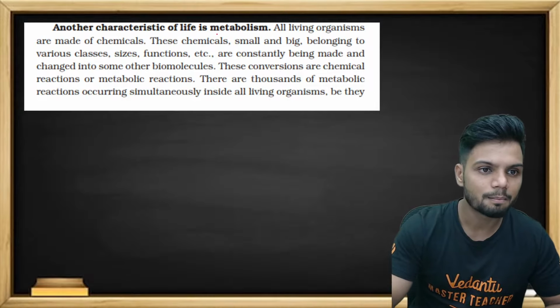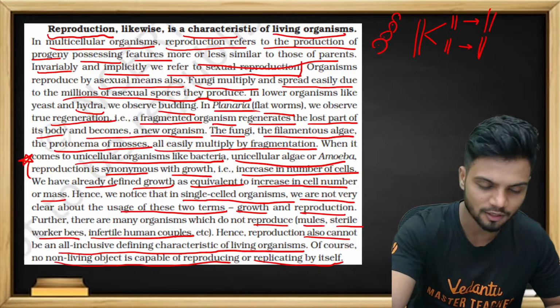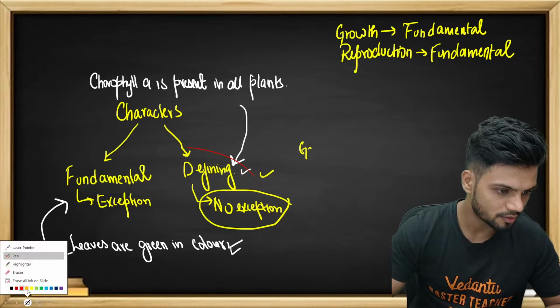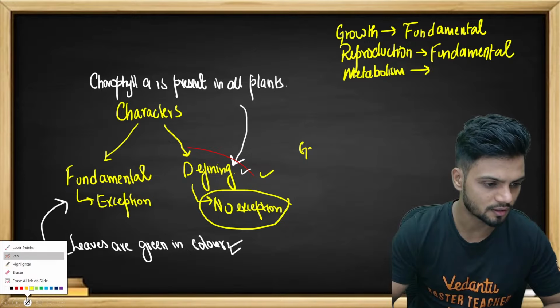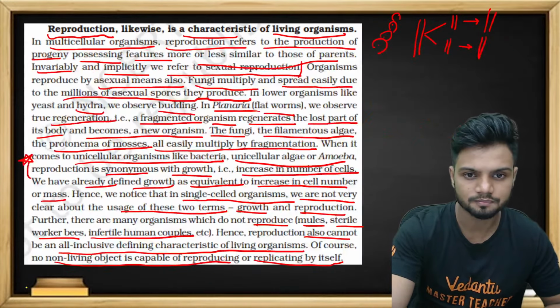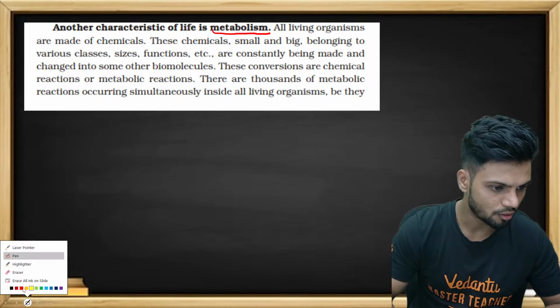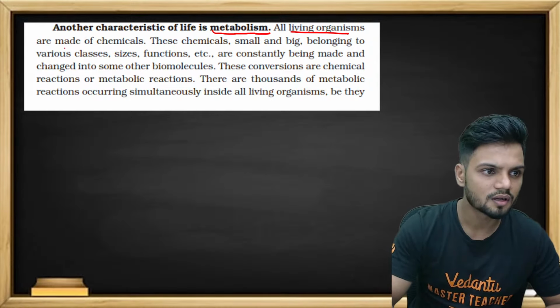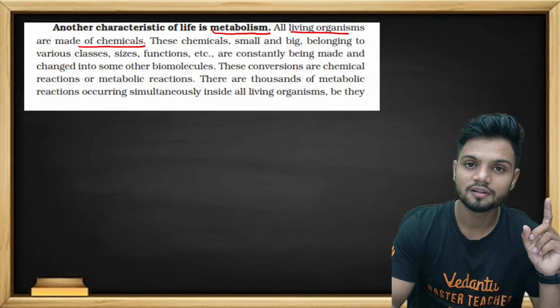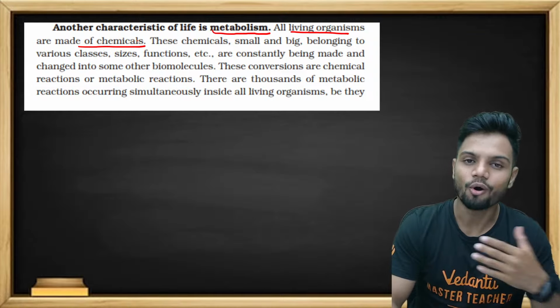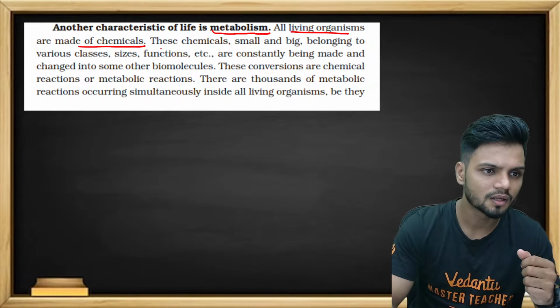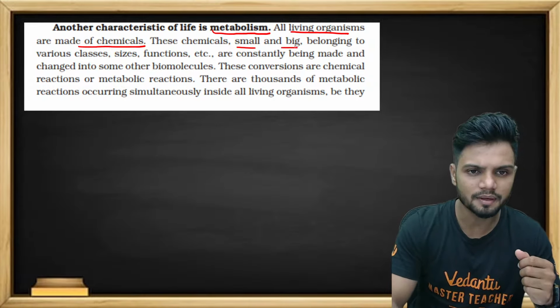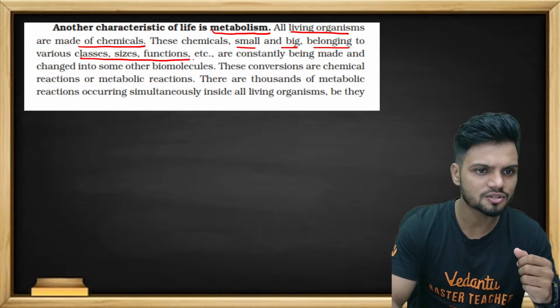Now next one, metabolism. Okay, let's write down metabolism here now. Metabolism. What about metabolism? Understand. Very simple it is. All living organisms are made up of chemicals. I told you in the starting only. What is living? Living is nothing but chemical reaction. All of us are made of chemicals. Organic and inorganic things. Organic things like carbon and everything. Carbon, hydrogen, right? These chemicals, small and big, belong to various classes, sizes and functions, etc.